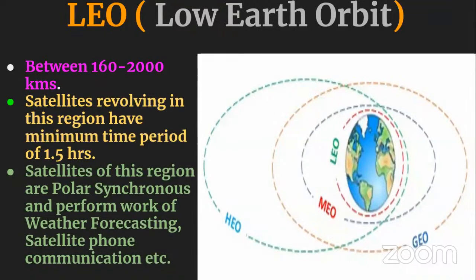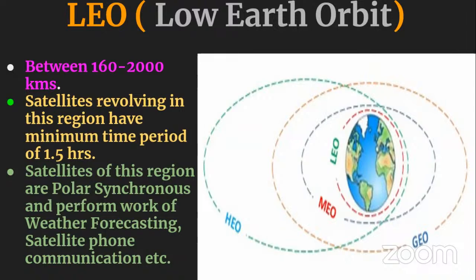Now, if I talk about the International Space Station, it is roughly about 440 kilometers from the Earth's surface. It means it is lying in this range, which means the International Space Station is in the LEO orbit, that is low Earth orbit. Apart from it, there are a lot of satellites which are revolving in the low Earth orbit.